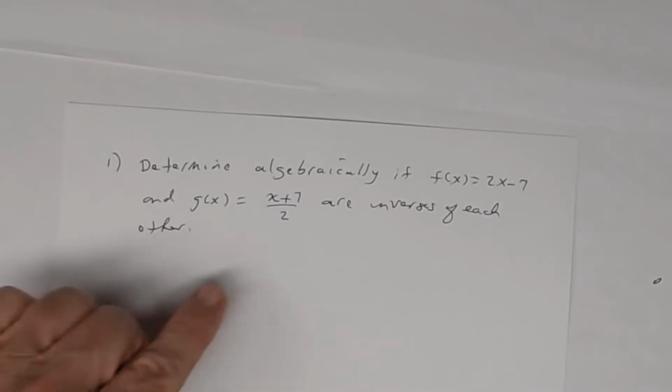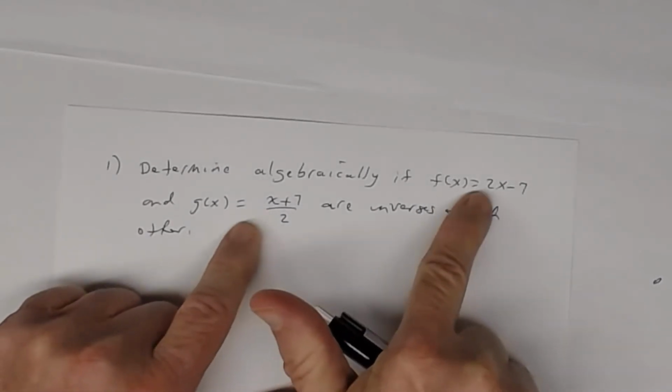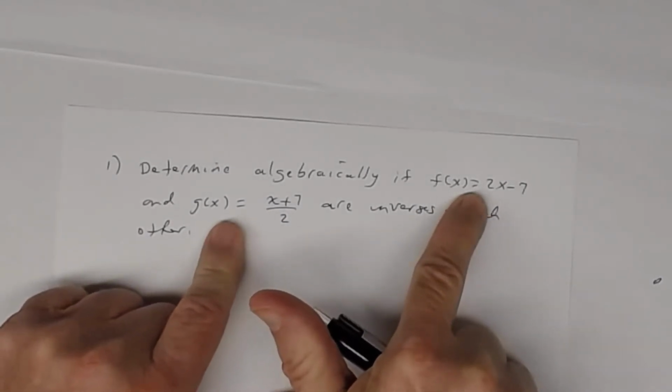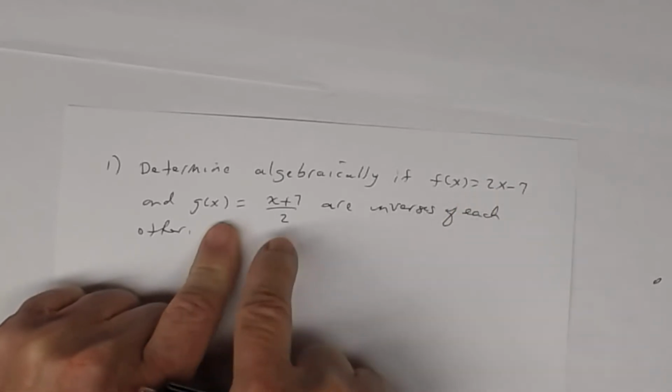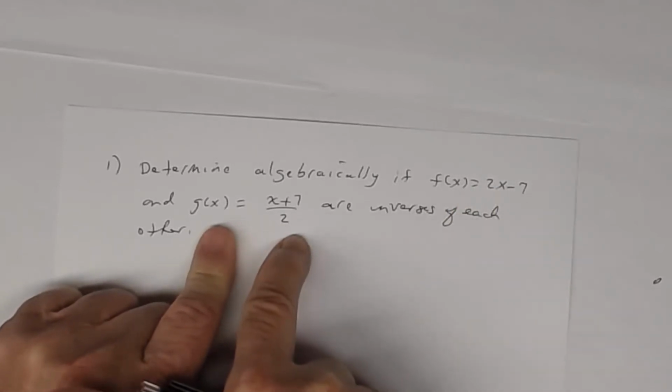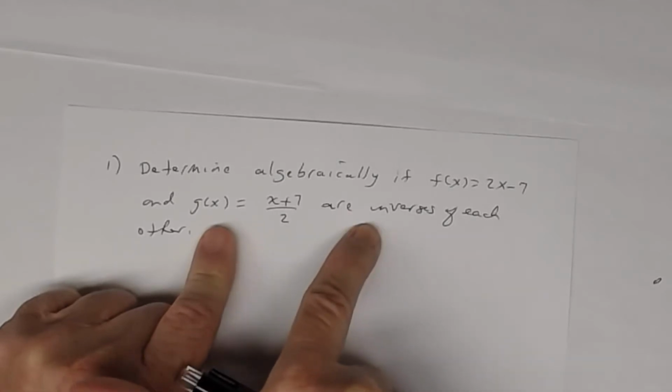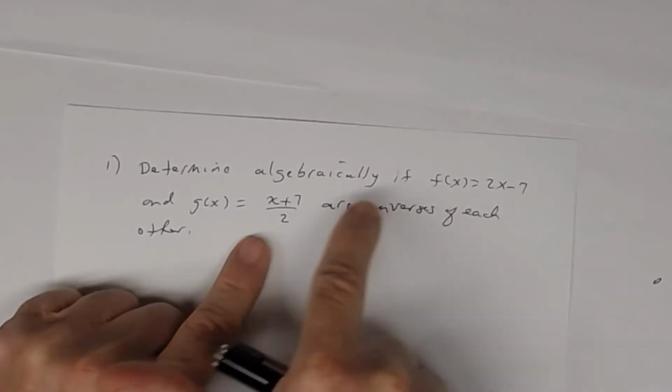We're going to start with a very simple one. These are both linear functions. f of x is equal to 2x minus 7, and g of x is equal to x plus 7, divided by 2. Now remember, inverse functions undo each other, right? So you can tell that these are inverses.